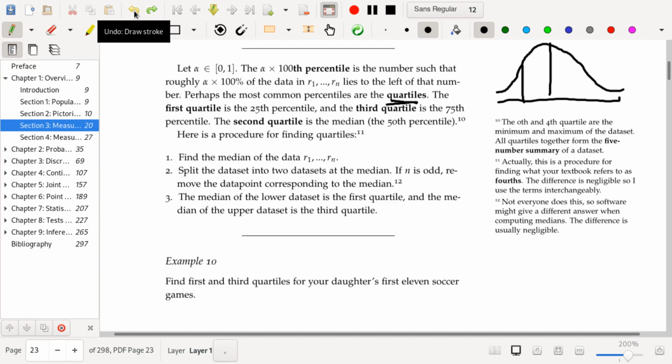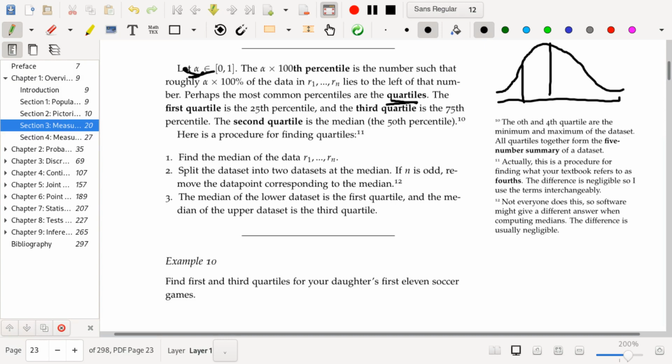You can also say that there is a 0th quartile, which corresponds to alpha equals 0. Alpha equals 0 means that there is nothing really to the left of this observation. So that would correspond to the sample minimum. Whereas alpha equals 1 means that about 100% of the data set lies to the left of that number. That corresponds to the sample maximum.